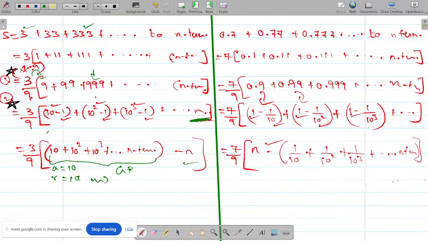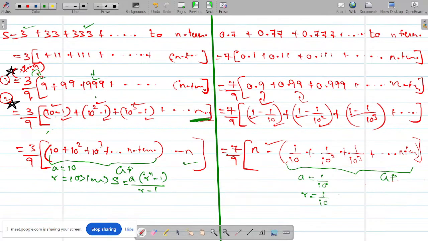So what's the formula I'm going to use here? R is 10, which is greater than 1. S is equal to A into R power n minus 1 divided by R minus 1. Come over here. This is about geometric progression. What's the value of A? The first term is A, 1 by 10. What is R? 1 by 10 multiplied by 1 by 10 is 1 by 10 square. So R is 1 by 10, which is obviously less than 1. So what's the formula for S you're going to use here? A into 1 minus R power n divided by 1 minus R.